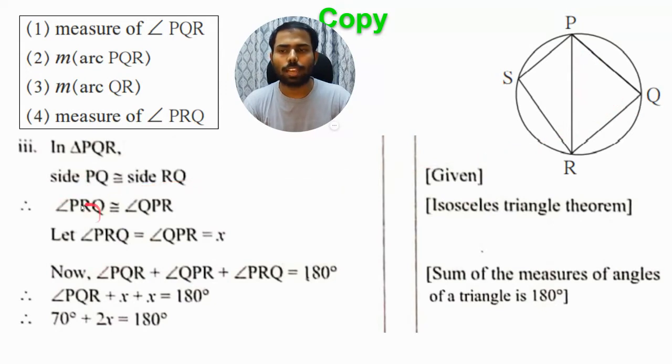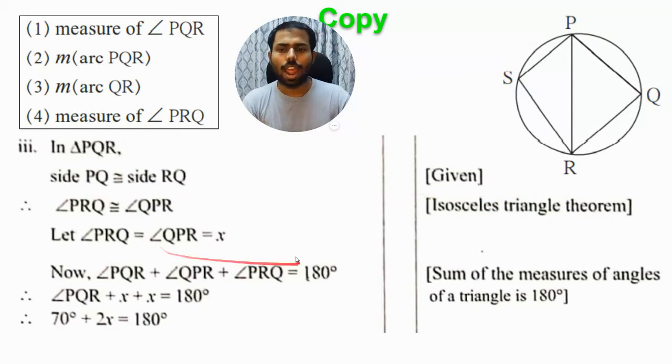So PQ के नीचे angle PRQ लिख दिया. Then QR के opposite कौन सा angle है? Angle QPR, right? So angle PRQ और angle QPR ये दोनों congruent हो जाएंगे. Why? Using isosceles triangle theorem. Just 1 or 2 learning sessions back I had revised isosceles triangle theorem, right? It is being used again and again in this chapter. So you need to be very thorough with isosceles triangle theorem, how to use it.